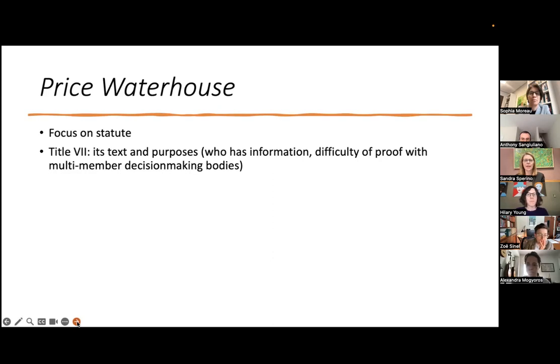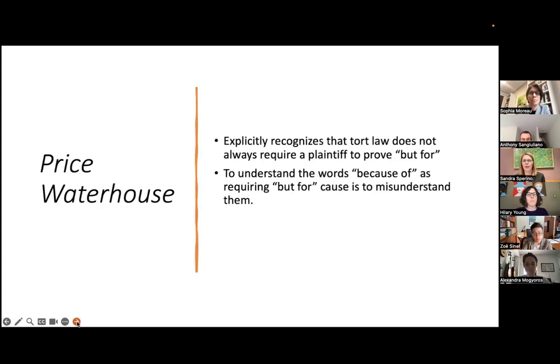And so the court then takes in all of these inputs and creates a causal standard that doesn't really mimic tort law at all. And so the opinion explicitly recognizes that tort law does not always require a plaintiff to prove causation. And also, these are words from the actual decision, which is kind of ironic given what the court's done recently: "But to understand the words because of, to require but for cause, is to misunderstand them." And that's a direct quote from the Price Waterhouse decision.